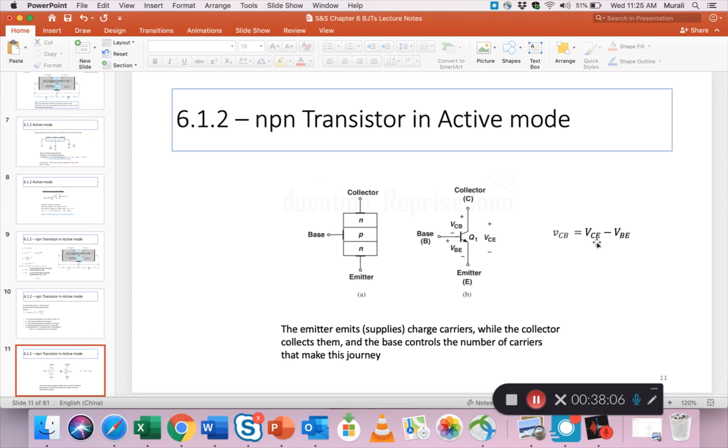VCB generally is VCE minus VBE. These are external battery voltages, so you can understand what they mean, but VCB is more of an internal voltage, and this is how they are related. Again, the emitter supplies the charge carriers, which are electrons in the case of an NPN transistor. The collector collects them, and the base controls the number of carriers that make this journey. That's one of the simplest ways to understand what's happening within an NPN transistor.